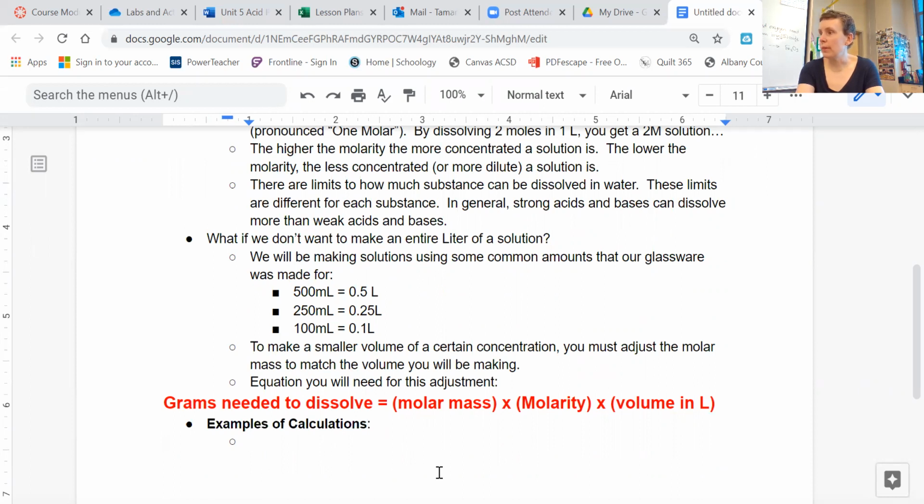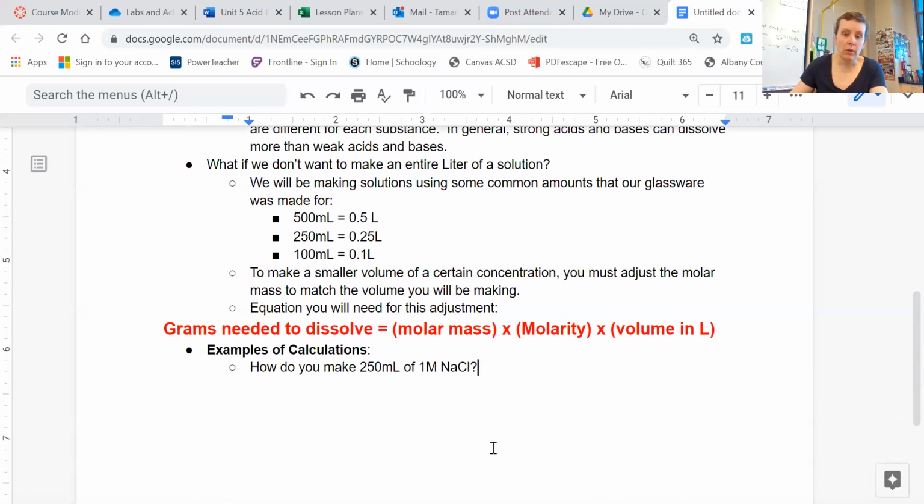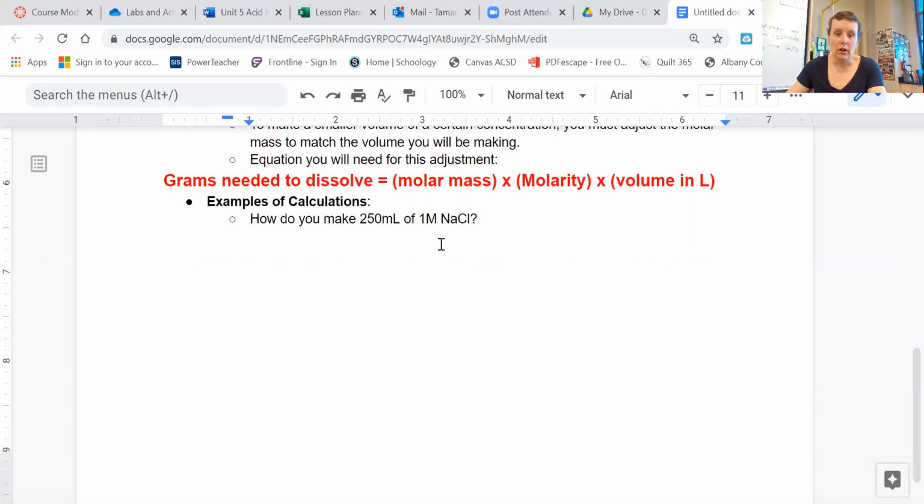First example, how do you make 250 milliliters of 1 molar NaCl? So 1 molar NaCl means that in a liter of this saltwater solution, there would be 1 mole. We only want to make 250 milliliters of it instead. Okay, again, we're going to use that red equation. We're going to use the grams needed equation. I'm not going to say the red equation because you might not have written it in red, but we're going to use the equation to figure out the grams needed, and then we have to write a sentence.